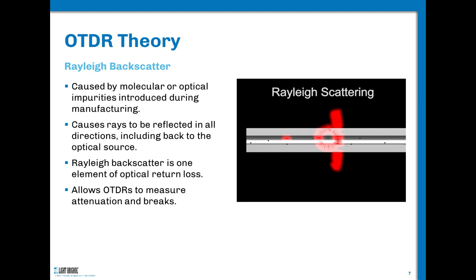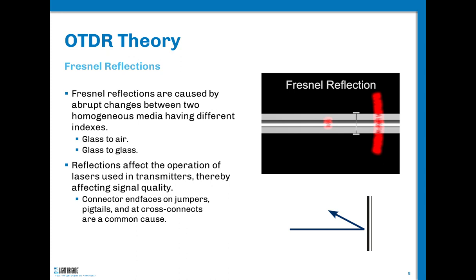Now, the second type of reflection that the OTDR measures is Fresnel reflections. In this case, these are abrupt optical changes that occur, and whether they're glass to glass, such as a mated pair of connections, or a glass-to-air interface, which would happen after, say, a pigtail splice at the far-end patch panel, or even an open splitter port. These are very abrupt optical changes, and they're easy to identify, but these are the ones that affect the performance of the laser itself. So let's look at another animation here showing a Fresnel reflection.